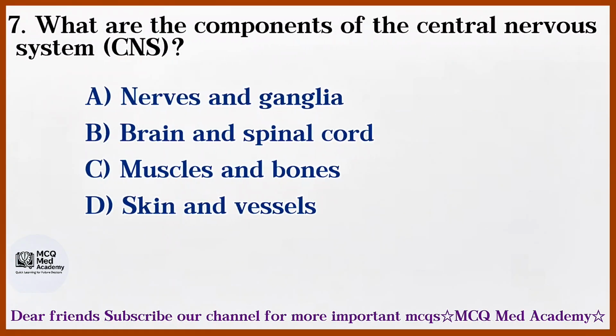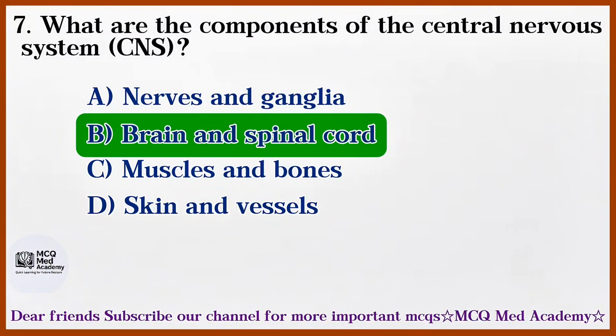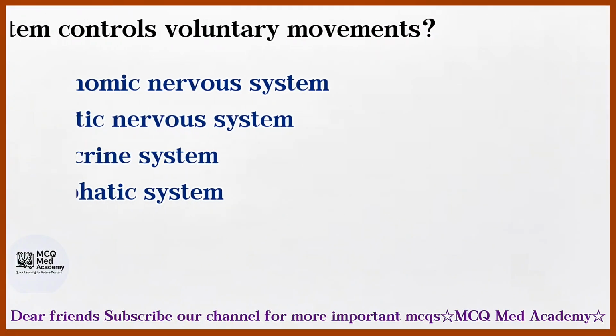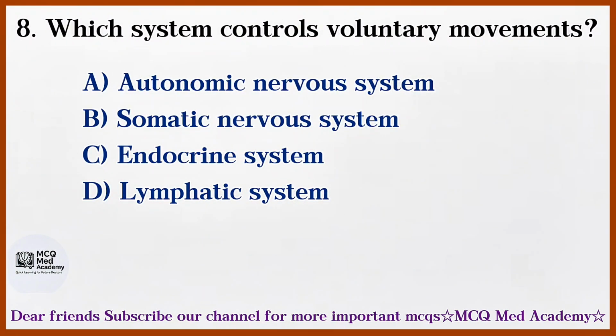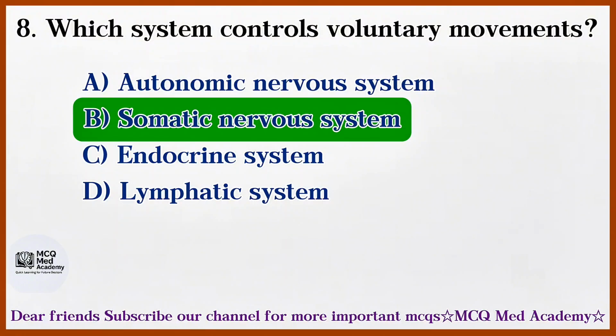7. What are the components of the central nervous system, CNS? Correct answer. B. Brain and spinal cord. 8. Which system controls voluntary movements? Correct answer was B. Somatic nervous system.